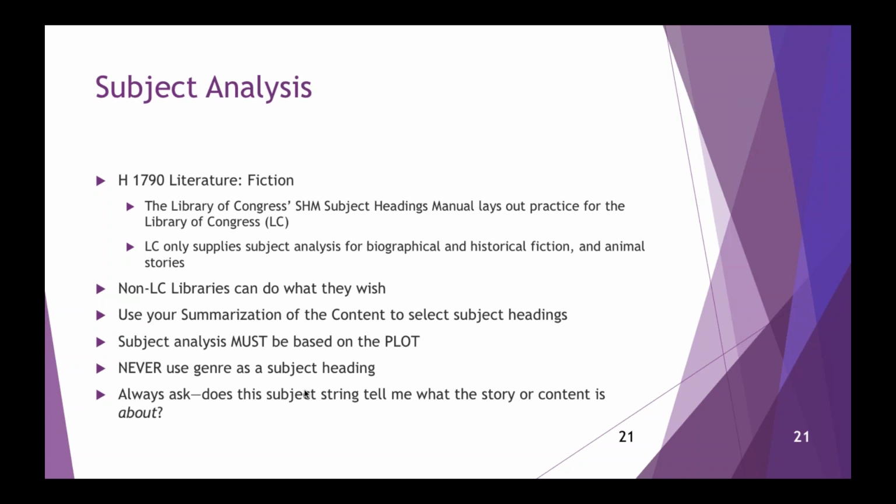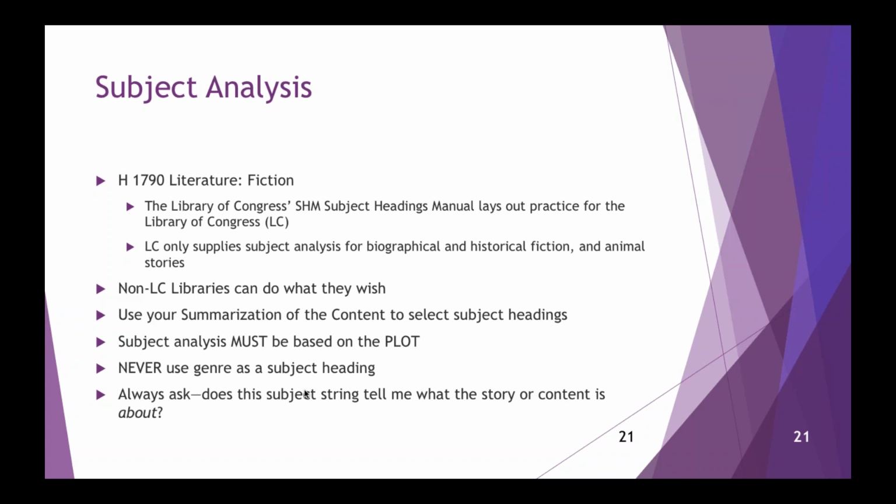So those are the only types of fictional works for which they do subject analysis. You may do more. And I think there is some research and evidence out there that suggests that doing this is more helpful for users as well. So your summarization is a really good source for selecting topics to look up in LCSH for your subject analysis.